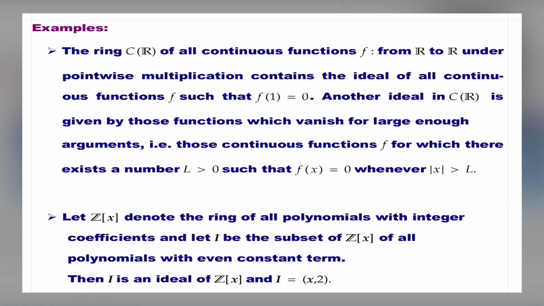Let Z[x] denote the ring of all polynomials with integer coefficients, and let I be the subset of Z[x] of all polynomials with even constant term. Then I is an ideal of Z[x] and I equals the ideal generated by x, 2. For the sake of succinctness, some results are stated only for left ideals but are usually also true for right ideals with appropriate notation changes.